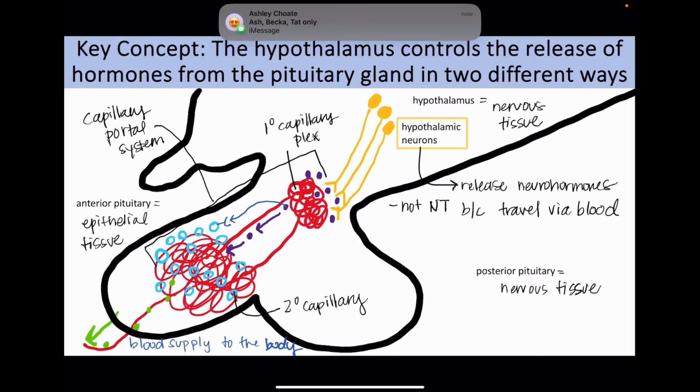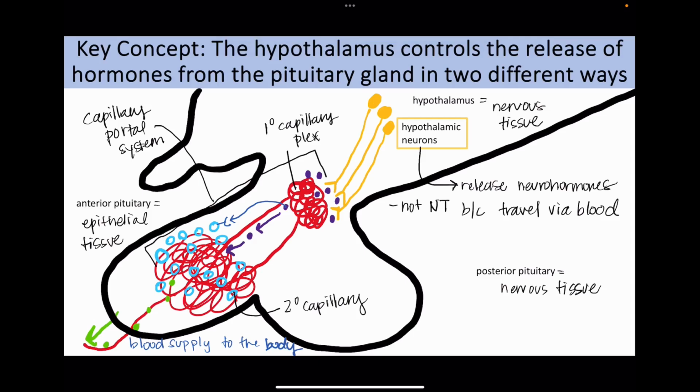Any questions on this before I move to the next slide? That's the first capillary plexus, and that's the second capillary plexus.